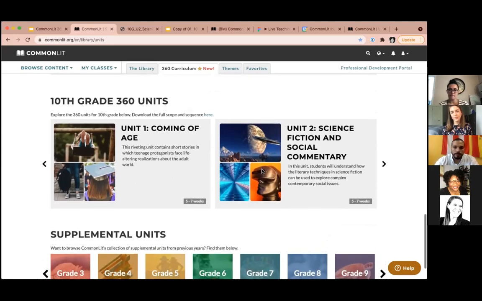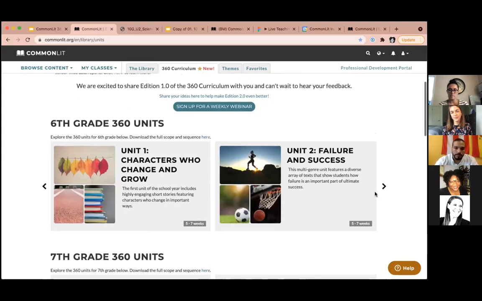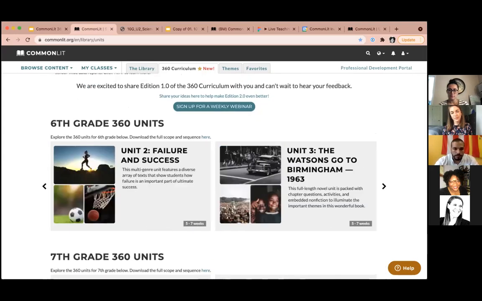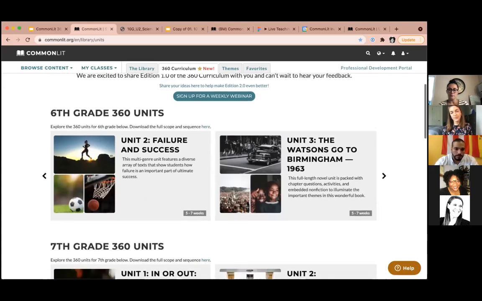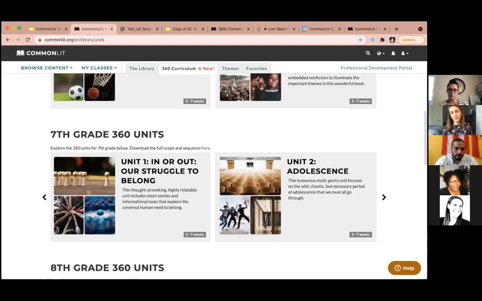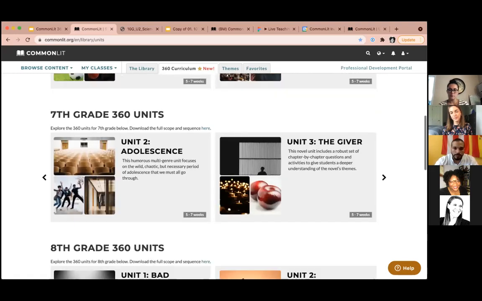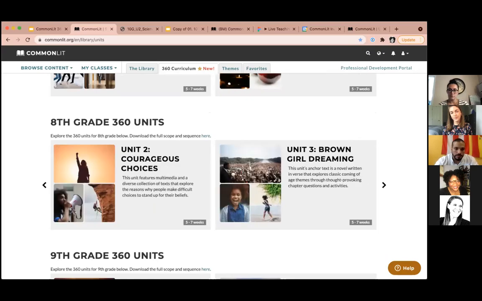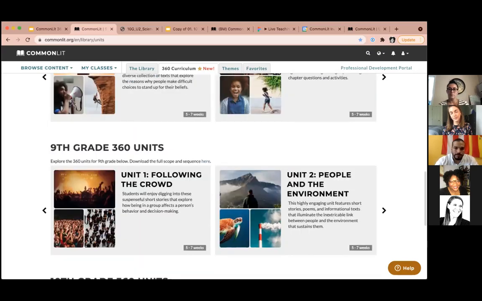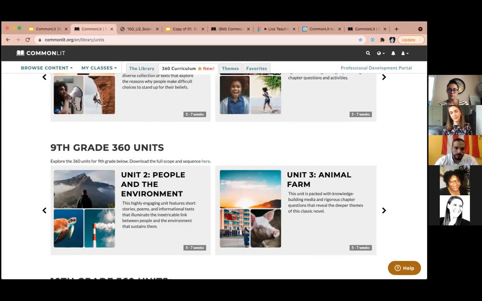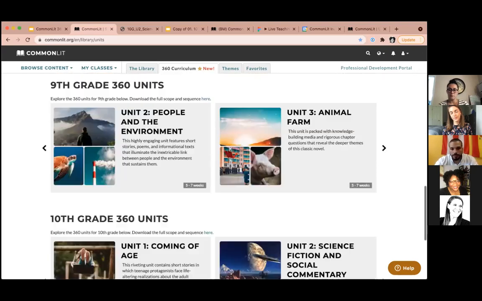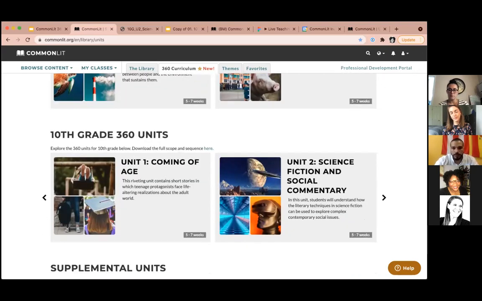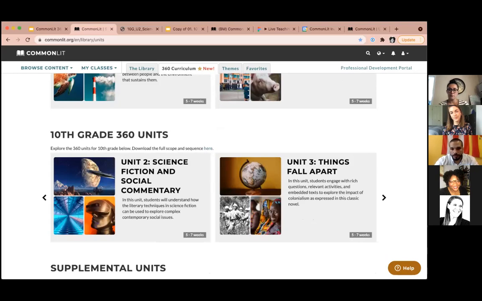As we move into our unit 3s, one of the ways CommonLit 360 builds in rigor is that students are reading novels. In unit 3 for our 6th graders, they're reading The Watsons Go to Birmingham. In 7th grade, they're looking at the novel The Giver. In 8th grade, our students are looking at Brown Girl Dreaming. In 9th grade, students are reading Animal Farm. And then in 10th grade, we are addressing Things Fall Apart.